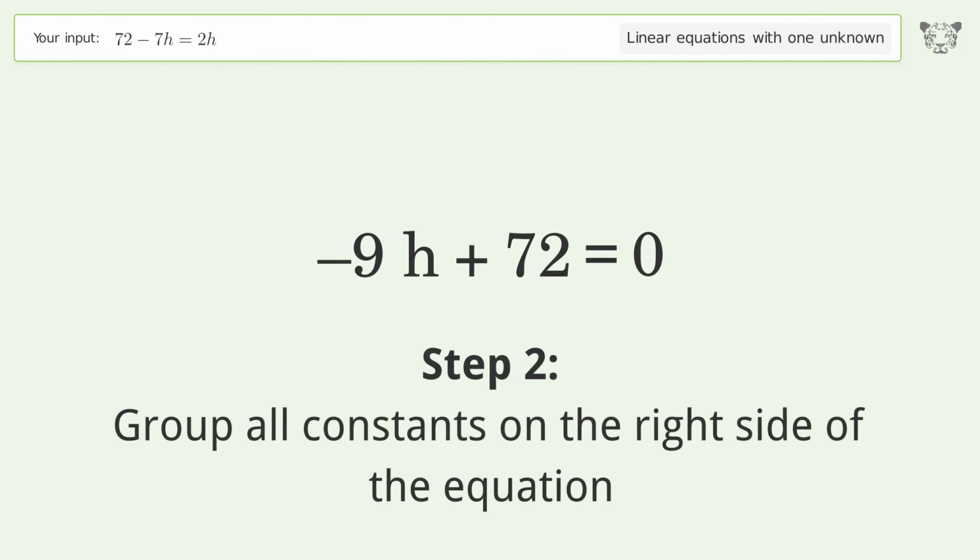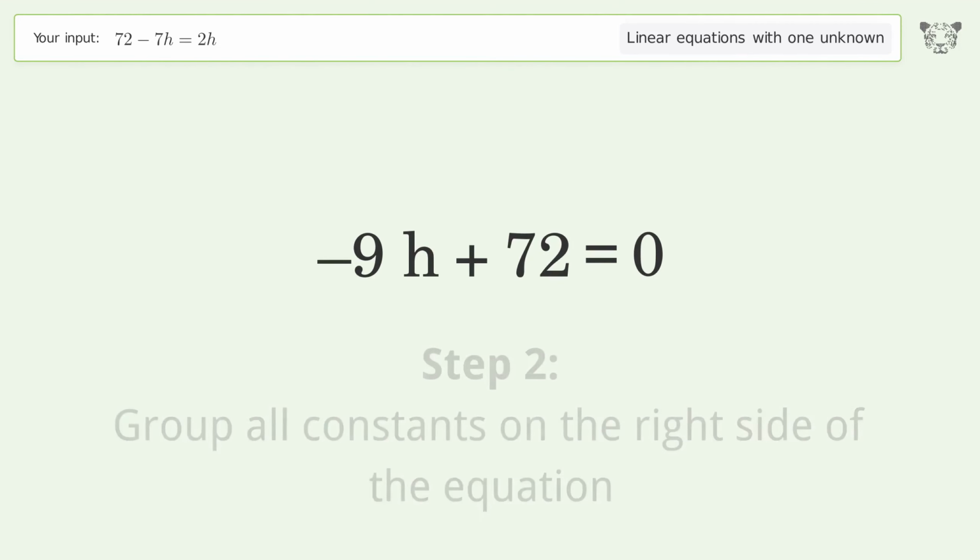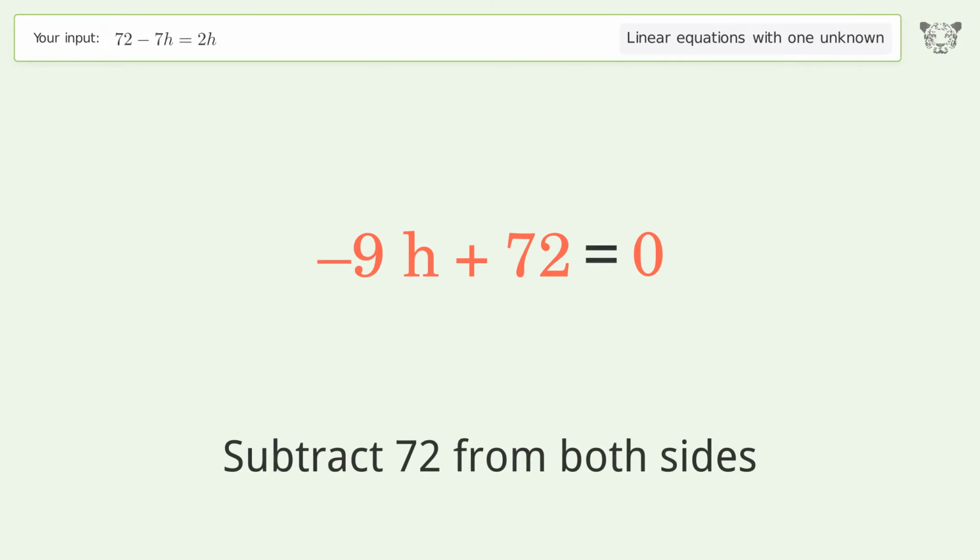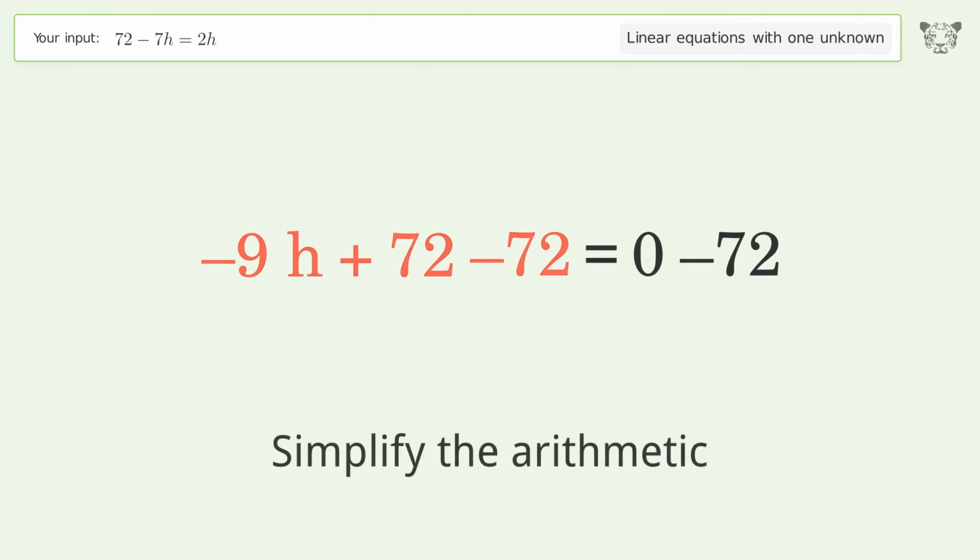Group all constants on the right side of the equation. Subtract 72 from both sides. Simplify the arithmetic.